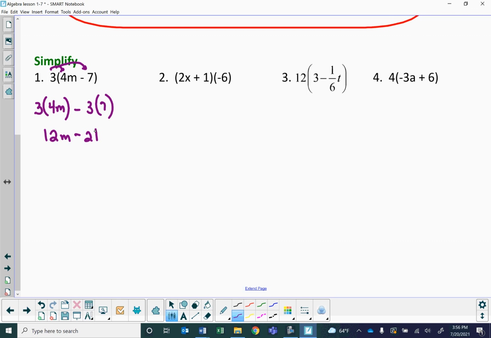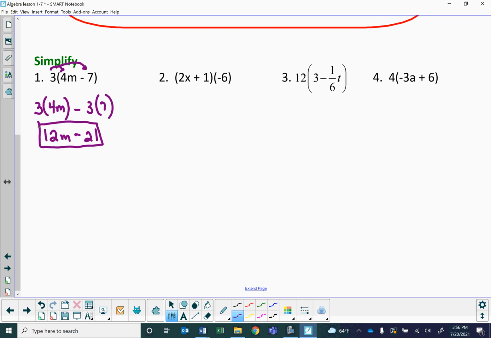Like terms have to have the same variable raised to the same power. The 12m has an m raised to the first power. The 21 has nothing. It'd be like taking M&Ms and adding them to bananas and somehow getting pineapples. You can't do that. So we just leave this as 12m minus 21.